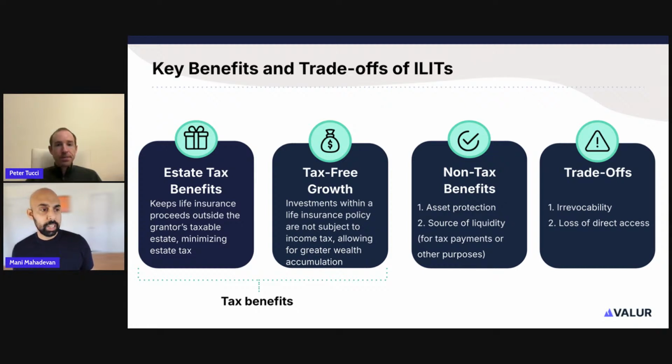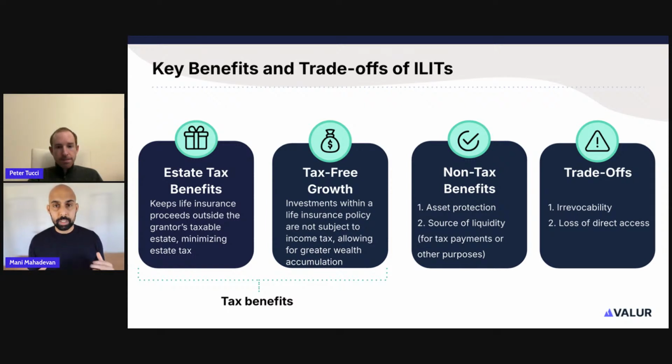Yeah, and the piece I want to call out is the estate tax benefits. As Peter mentioned, the estate tax exemption is currently about $14 million per individual. That number is set to get cut in half. We'll see if there are political changes, so that may change. But right now, as of next year, that would become $7 million.